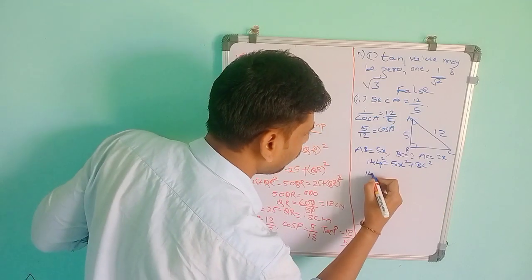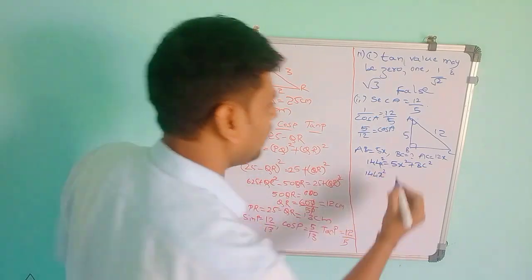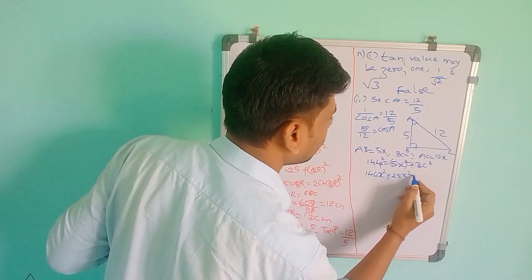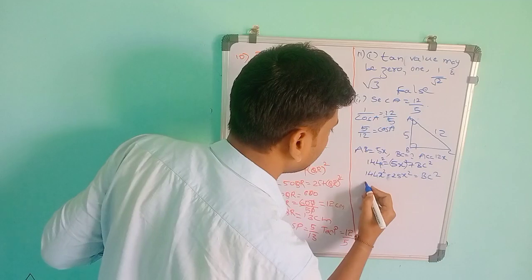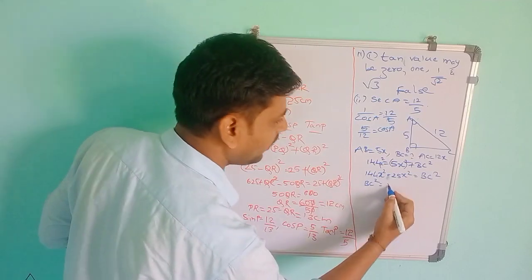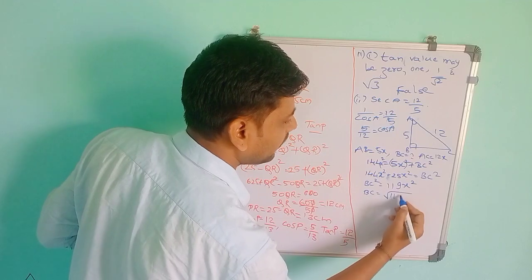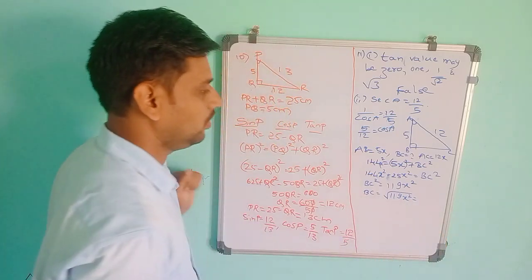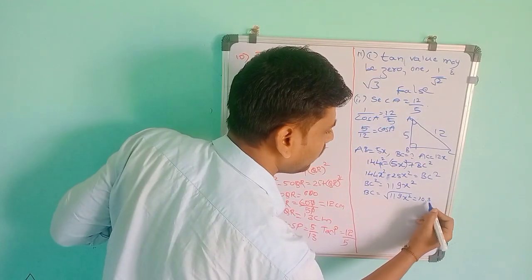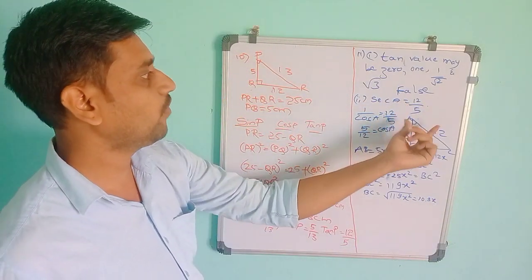So this will be 144x square. 5x whole square will be 25x square. So 144x square minus 25x square is equal to BC square. The value of 144 minus 25 is 119x square. If you take the root of this, BC is equal to root of 119x square. Root of 121 is 11, so it is approximately 10.9. Root of x square is x. So BC is 10.9x.